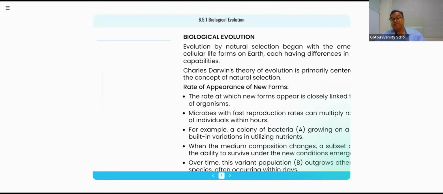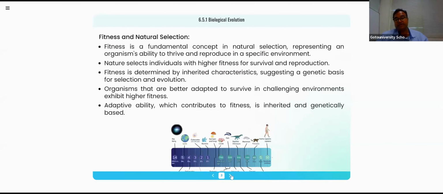Charles Darwin, scientist. So what you need to understand is this information about biological evolution. We already told how one bacteria is getting evolved into another bacteria. We need to understand how one bacteria is getting evolved into other bacteria, and how one virus is getting evolved into another virus.